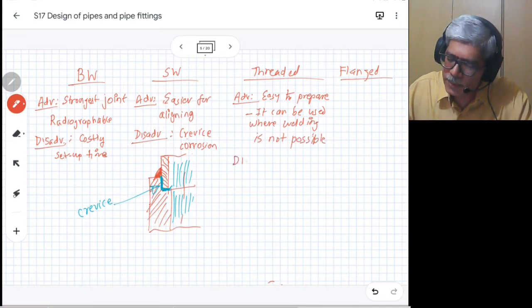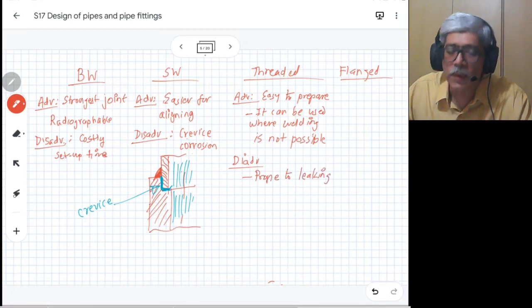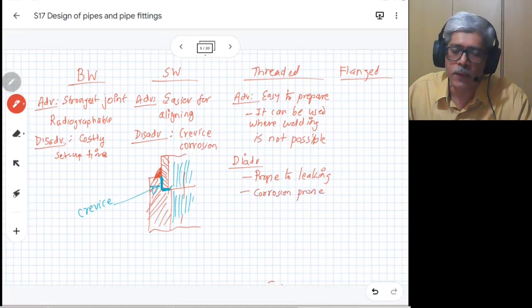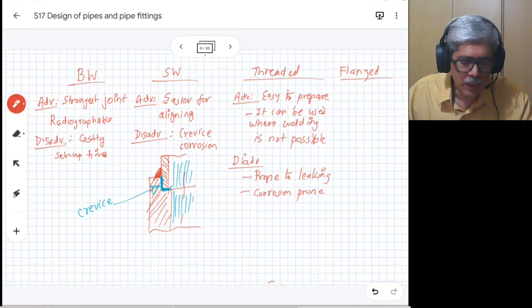The disadvantages are rather obvious: it is prone to leaking. So it cannot be used for high pressure type of joints. And also it is corrosion prone for the same reason as that for the socket welded joint. You have the crevice corrosion which can lead to problems. In addition, you have more sharp corners in the case of threaded joint, so that it makes it more risky.